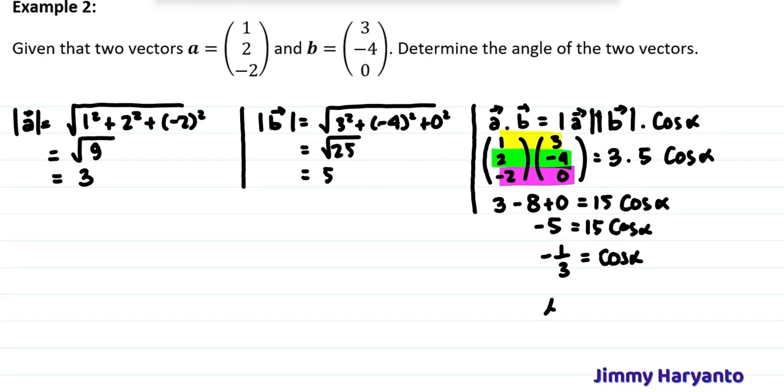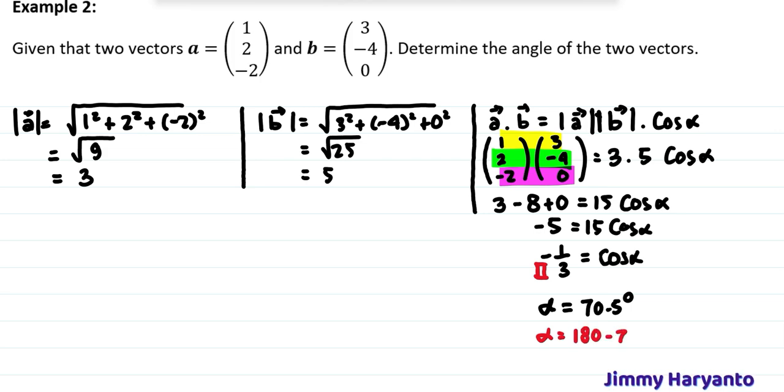Okay, and then alpha equals to, wait a minute. When you use your calculator, it's around 70.5 for the basic angle. That means this negative sign shows us that the angle is obtuse. Obtuse means in the second quadrant, right? So alpha should be 180 minus 70.5, and that means the angle is 109.5 degrees. So this is the angle formed by vector A and vector B in this question.